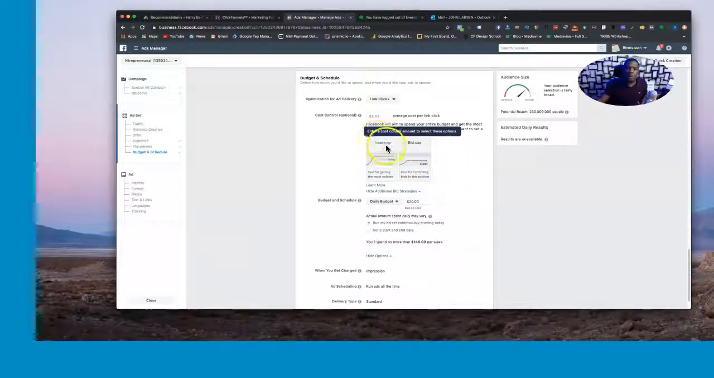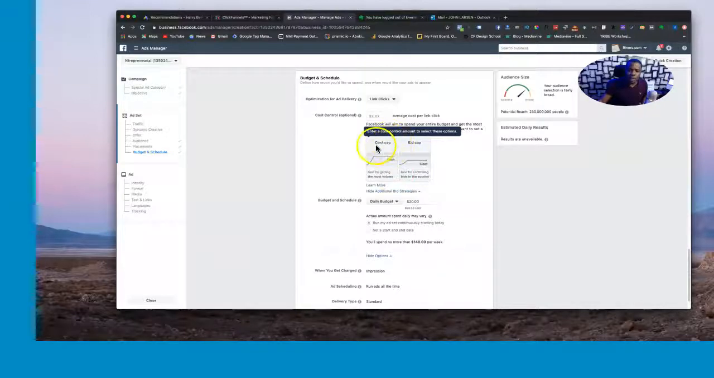So cost cap is really saying, say for instance you run an ad, and of course you know your AOV, which is your average order value, and your cost per acquisition, or cost per ad pay, or whatever you want to call it. That basically means this is how much you want to give Facebook to get you a particular conversion. So let's say for instance our CPA is $25, and for every customer that we're able to convert, we want to pay $25.